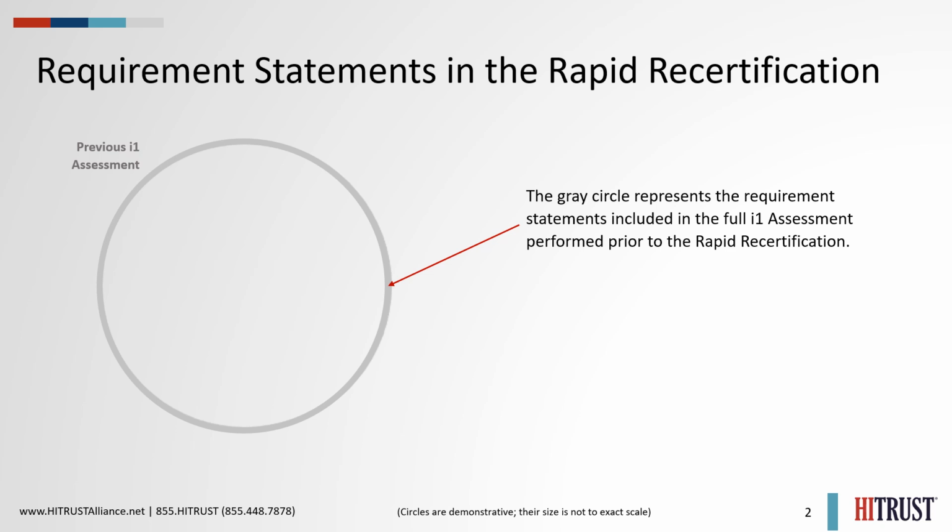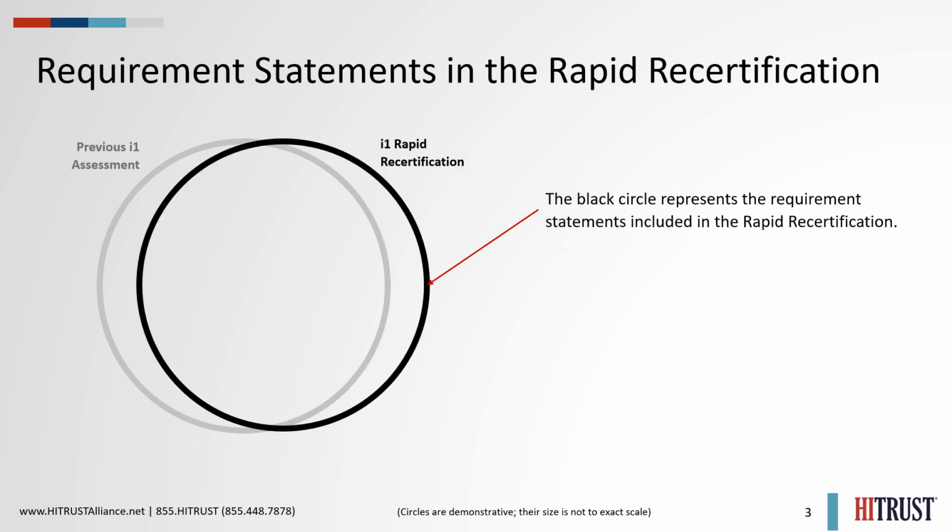To understand which requirement statements are required to be assessed in the rapid recertification and which are not, we will first consider the previously completed I-1 assessment. The gray circle here represents the requirement statements included in the previous I-1 assessment. This black circle represents the I-1 requirement statements included in the rapid recertification. The rapid recertification uses the current CSF version at the time of its creation, which will likely be different from the version used in the previous I-1 assessment.